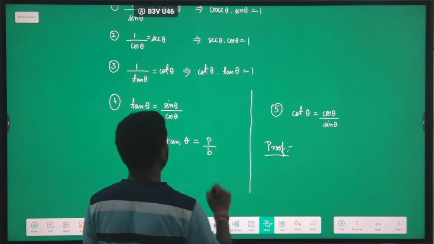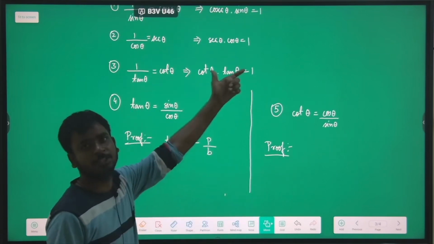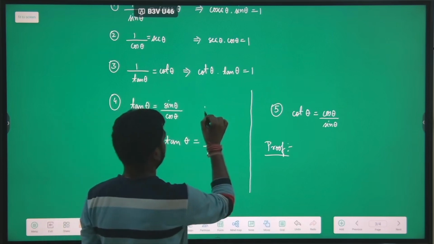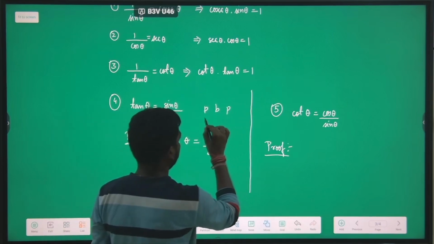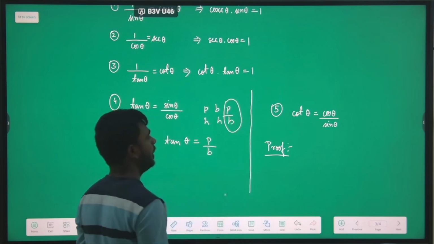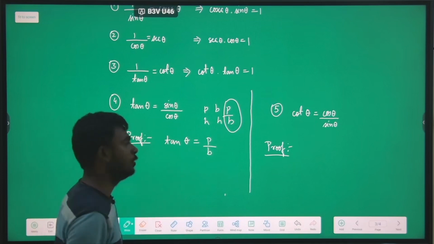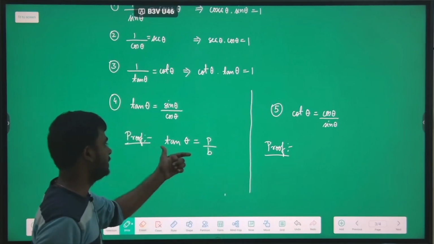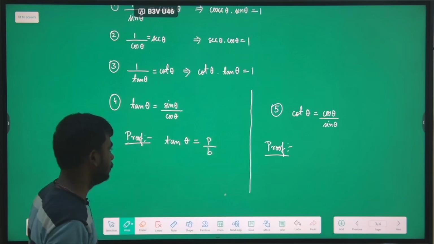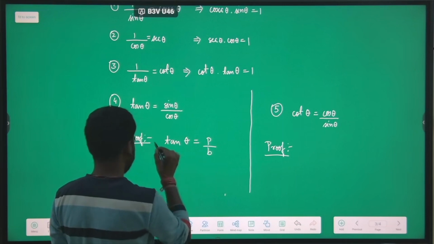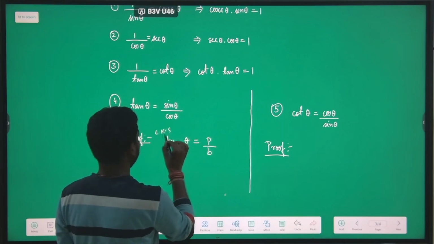How do we know? Pandit Badri Prasad Hari Hari Bol. So this was our tangent of angle theta. It is P upon B. So what I am trying to say is that tan theta is equal to P by B. This is our LHS.